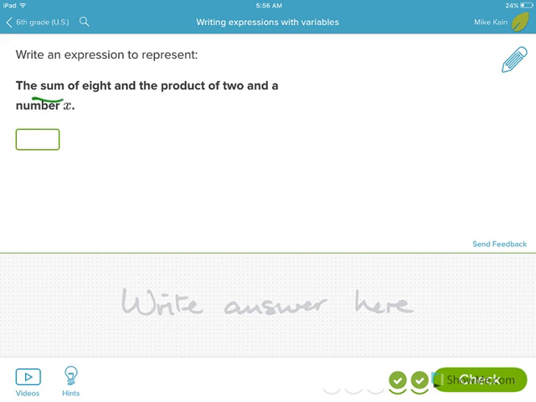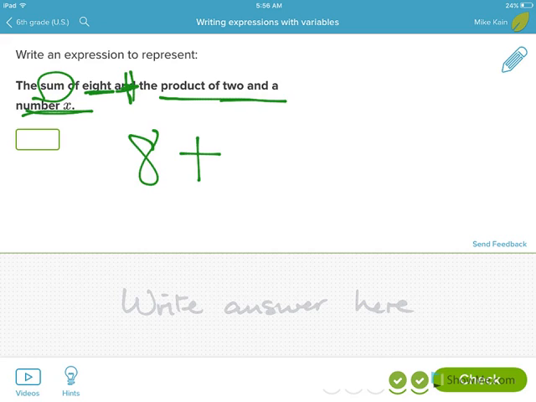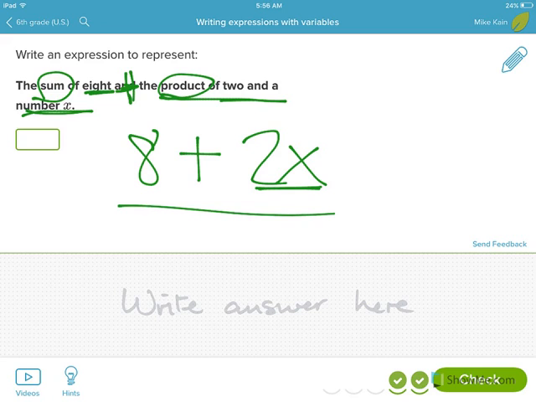So it's the sum, that means add, of 8 and the product of 2 and a number x. So your sum of 8 and, here's where we put the plus. So it's 8 and, because it's sum, the product means multiply, 2 and a number x. So the product of 2x looks like that, 2 times x. So it's 8 plus 2x. Make sense? Oh, yep, got it.